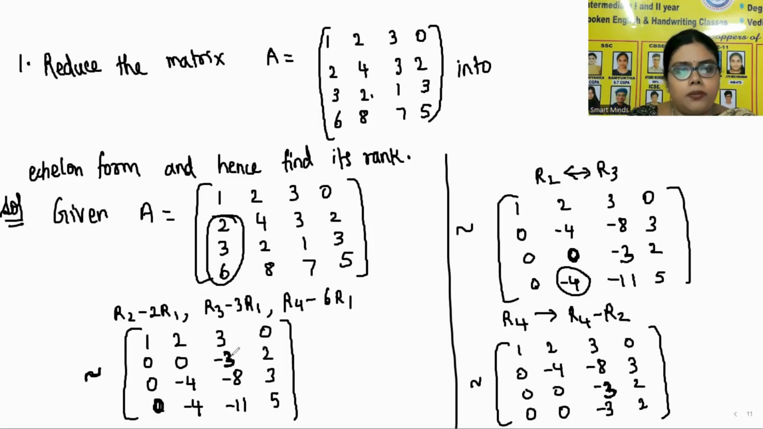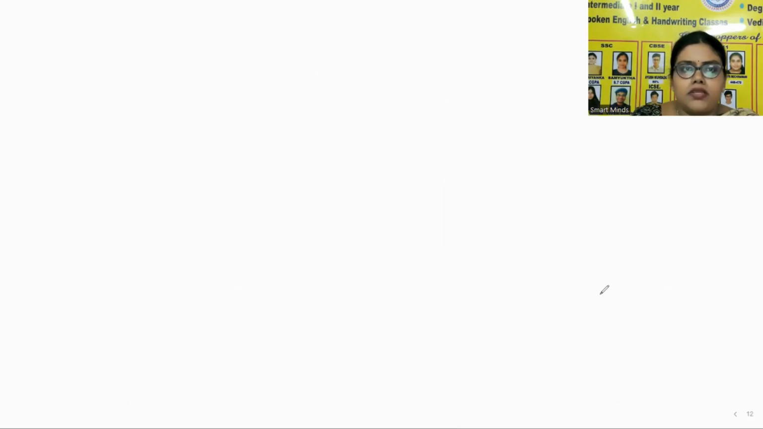There is a correction to be done. This is 3 because 3 minus 6 will give you minus 3. So this element will become minus 3 and this element will become minus 3. Now you can see R3 and R4 are completely same. So we will subtract them. So can I do R4 is R4 minus R3?